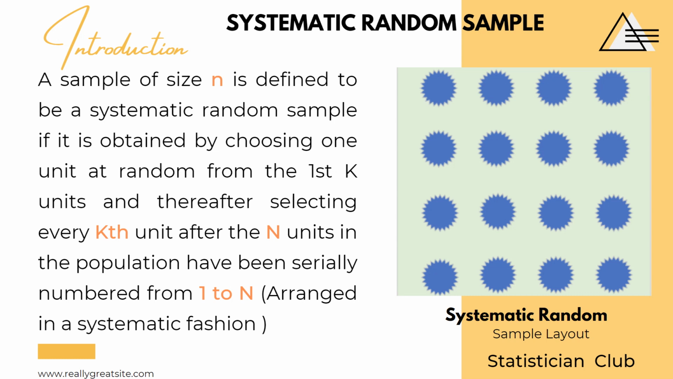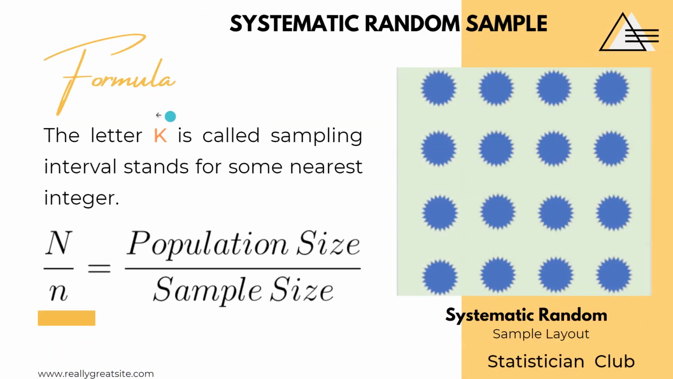So I repeat, in systematic random sampling we select the first unit at random and thereafter select all units at every kth interval from 1 to capital N. Formula: the letter k is called the sampling interval and stands for the nearest integer to its formula, capital N over small n, population size over sample size.